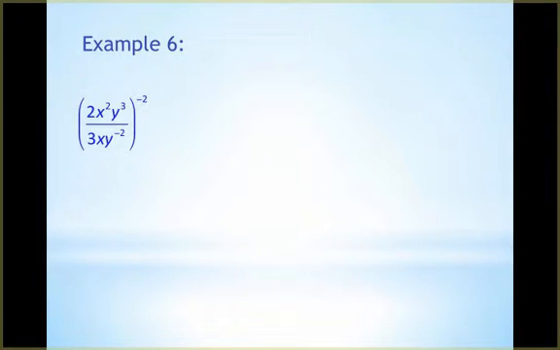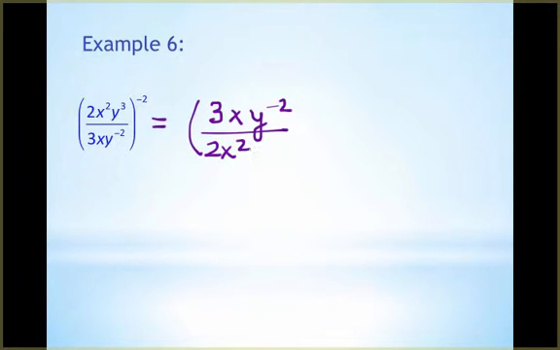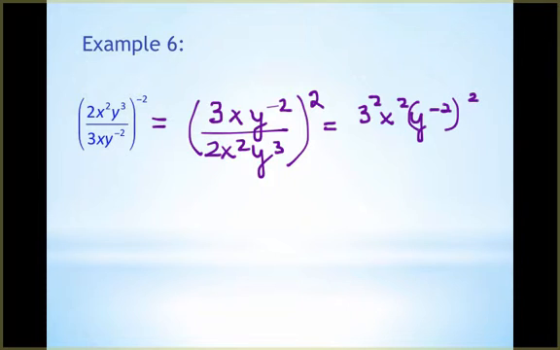So now let's look at this problem. Since we have 2x squared y cubed over 3xy to the negative 2, all to the negative 2, the first thing I could do is just flip this fraction and then make this a positive exponent. Well, that becomes 3 squared, x squared, y to the negative 2 squared, over 2 squared, x squared squared, y cubed squared.